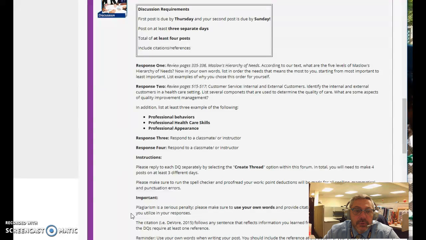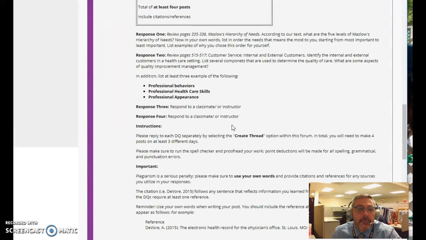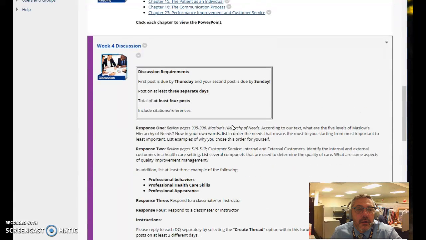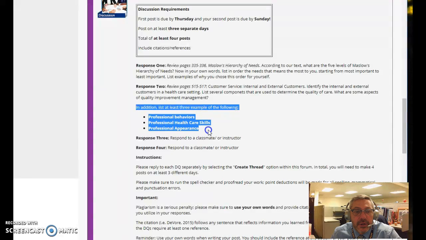Now, with this one, hold on just one second. Okay, so this is a new format, and they must have missed this. This was last week, so you don't have to pay attention to this. But you do need to be able to do the response too.